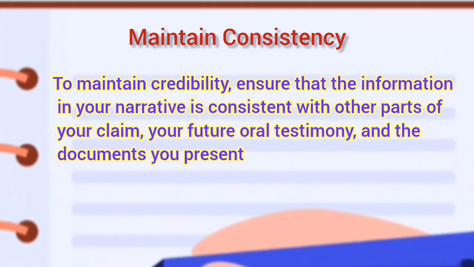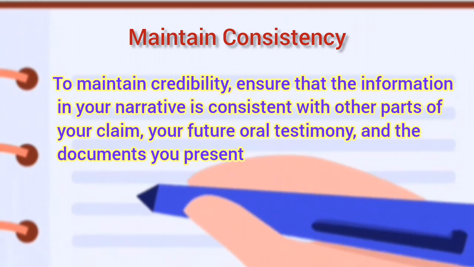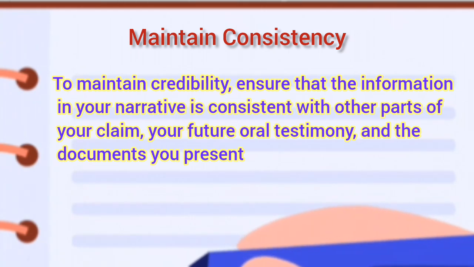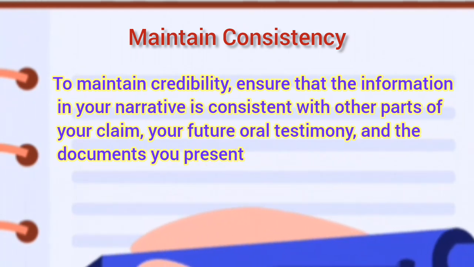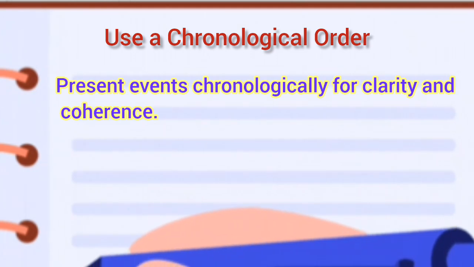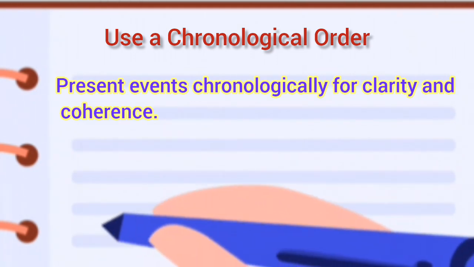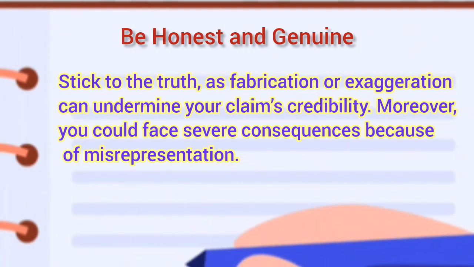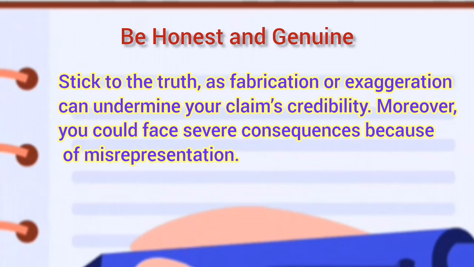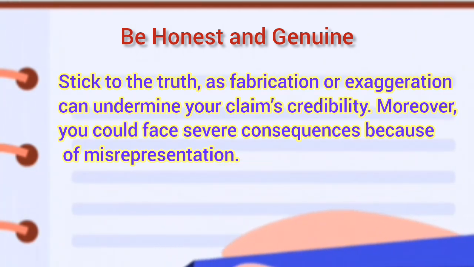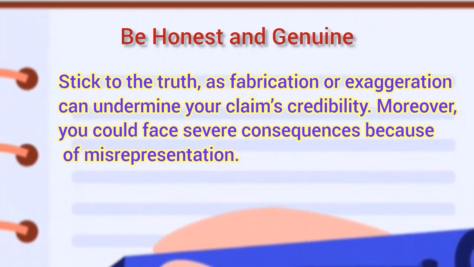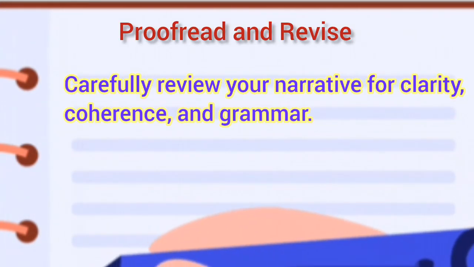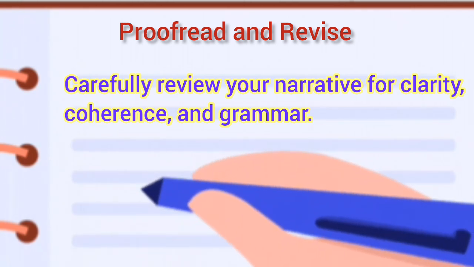Maintain consistency. To maintain credibility, ensure that the information in your narrative is consistent with other parts of your claim, your future oral testimony, and the documents you present. Use a chronological order. Present events chronologically for clarity and coherence. Be honest and genuine. Stick to the truth, as fabrication or exaggeration can undermine your claim's credibility. Moreover, you could face severe consequences because of misrepresentation. Proofread and revise. Carefully review your narrative for clarity, coherence, and grammar.